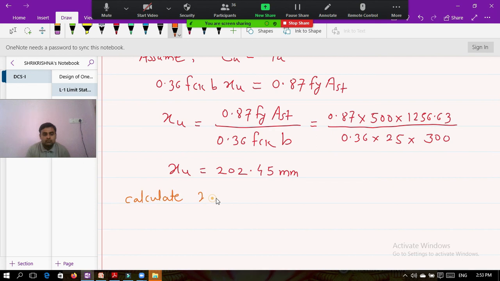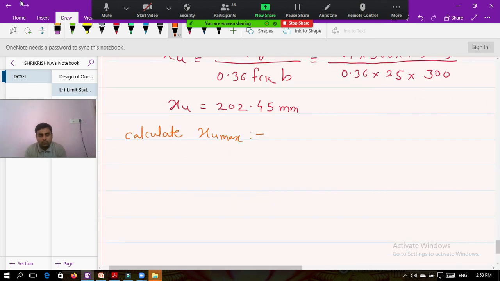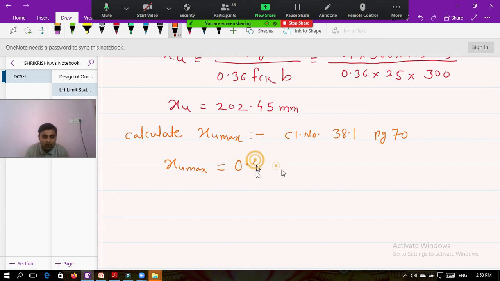Calculate XU max. So now to calculate XU max, what do we do? We use clause number 38.1, page number 70. From that we will get XU max is equal to... now what is the grade of steel? It is 500 now. So for 500 it is 0.46 D, I think.